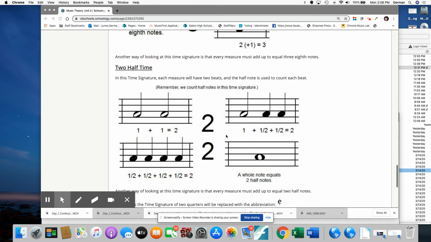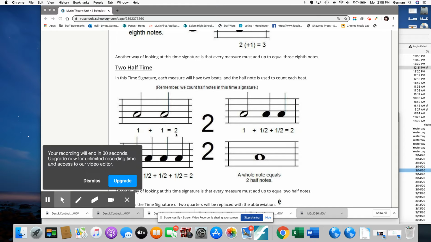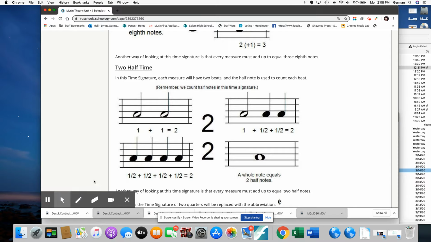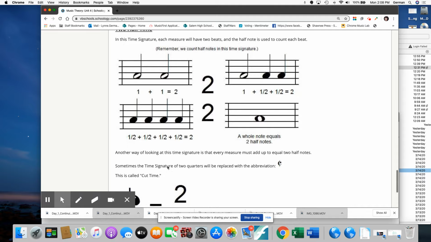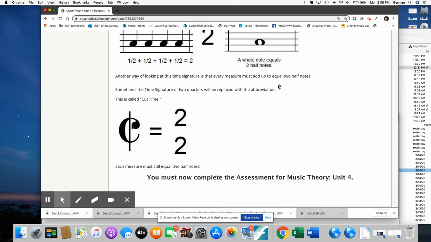In 2/2 time, we would notice that you have 2 half notes, but instead of that being 4 beats, it totals to 2 because this is now getting the beat. We're not going to upgrade, so we're going to cut that out. And this is also known as cut time and would be shown in your time signature that way. At this time, you should be ready to take the music assessment, Unit 4.